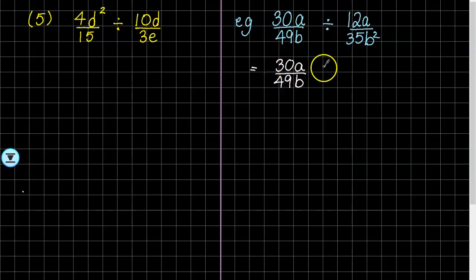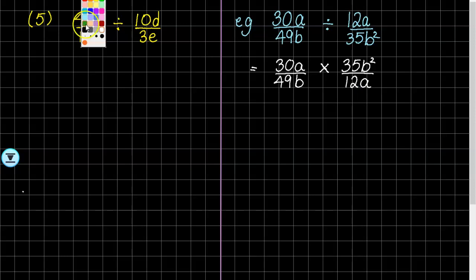Now we're going to change the divide to a times, because that's how we deal with dividing fractions, and we have to flip the other fraction. So we're going to flip that, and that's going to be 35b squared all over 12a. And again, we ask ourselves, is there something that goes into 35 and 12? Can't see it at the moment.